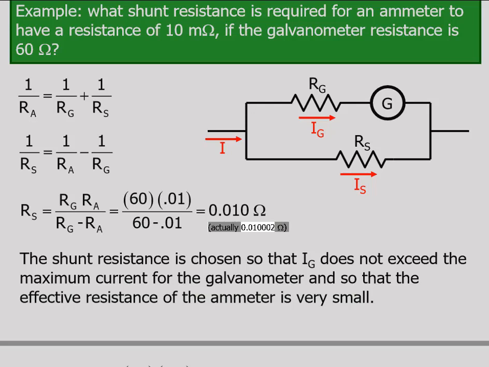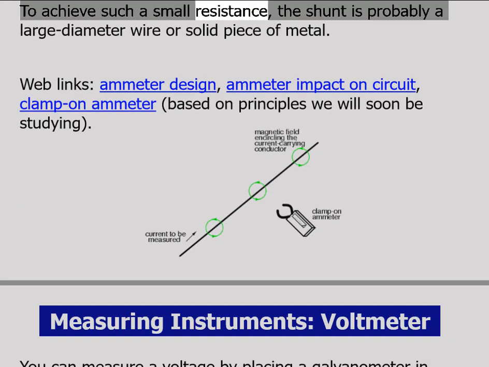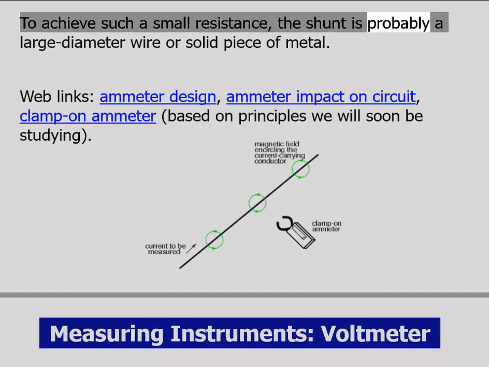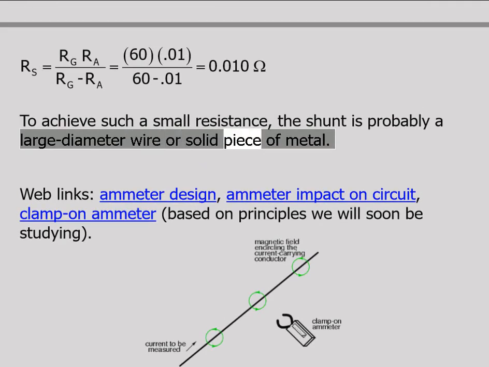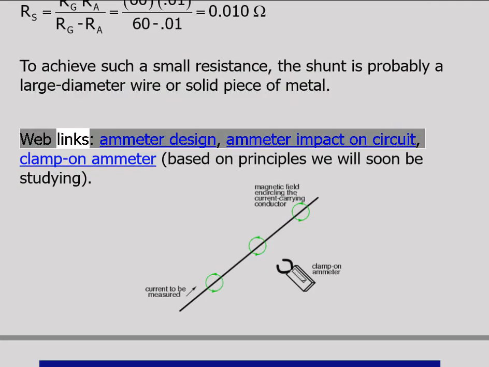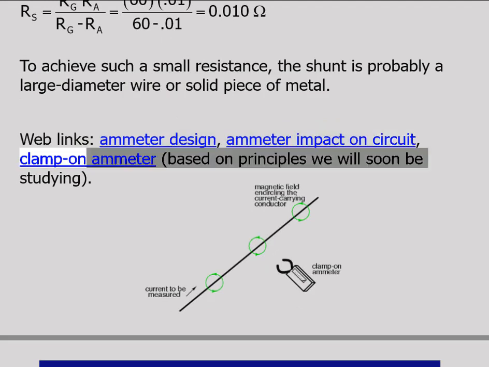Actually, 0.010002. To achieve such a small resistance, the shunt is probably a large diameter wire or solid piece of metal. Web links: ammeter design, ammeter impact on circuit, clamp on ammeter, based on principles we will soon be studying.